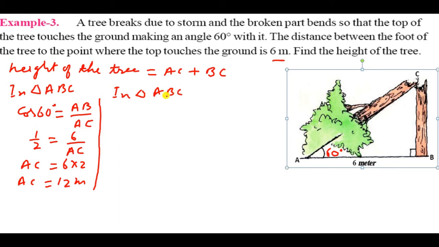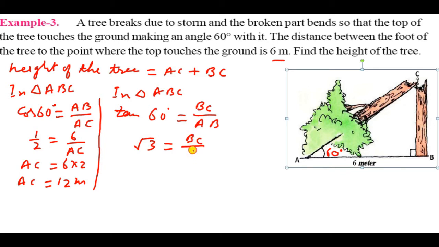So tan 60 degree is equal to BC upon AB. That means perpendicular upon base. Tan 60 is root 3. So we want to find BC. AB is 6. So BC is equal to 6 root 3 meter.